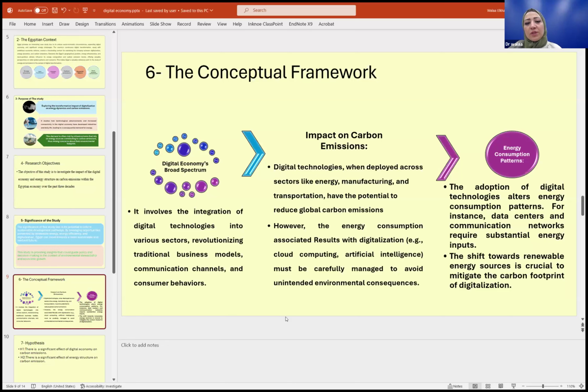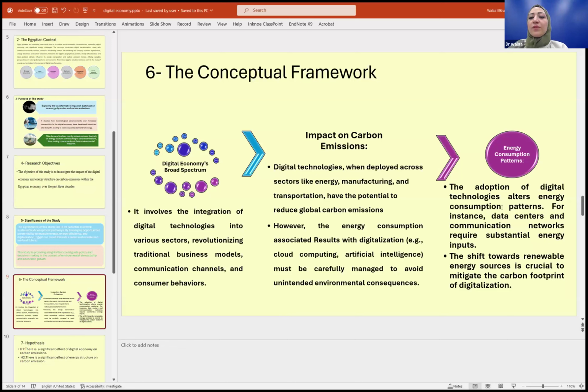The second variable, which is the dependent variable, is the impact on carbon emissions. Digital technologies, when deployed across sectors like energy, manufacturing, and transportation, have the potential to reduce global carbon emissions. However, the energy consumption associated with digitalization, for example, cloud computing and artificial intelligence, must be carefully managed to avoid unintended environmental consequences.